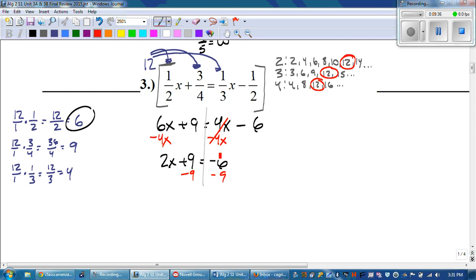And now we're just following the rules of SADMAP. I'm going to subtract the 9 from both sides. We get 2x equals -6 minus 9, which is -15. And then to get the x by itself, we divide by 2. Those cancel, and we get x equals -15 over 2 because we can't reduce that. So -15 over 2.